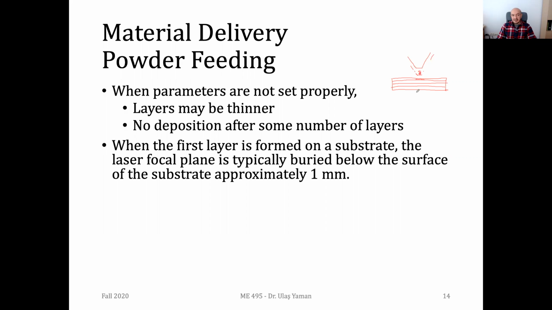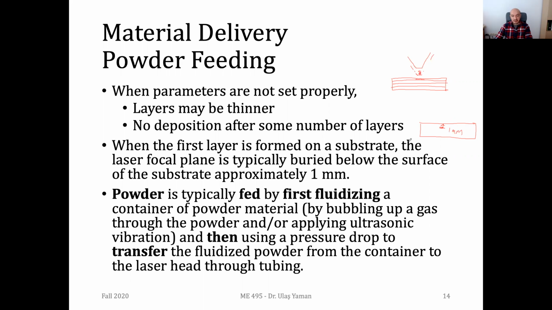Another important issue while fabricating the first layer: since you start with a substrate, if you remember, I showed you this part, this block is the substrate. You start manufacturing on this part. In the first layer, assume that this is our substrate. Your focal point should be inside the substrate for the first layer. Otherwise, you cannot start the deposition. It should usually be around 1 millimeter into this. This part is 1 millimeter. If you don't bury your focal plane into the part, then you cannot start the deposition.